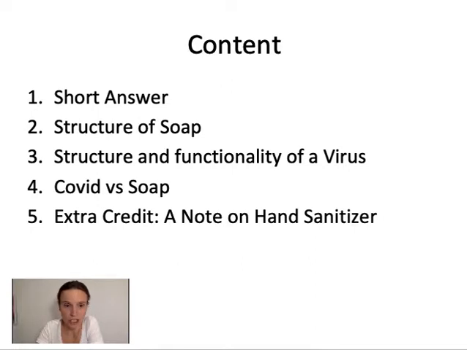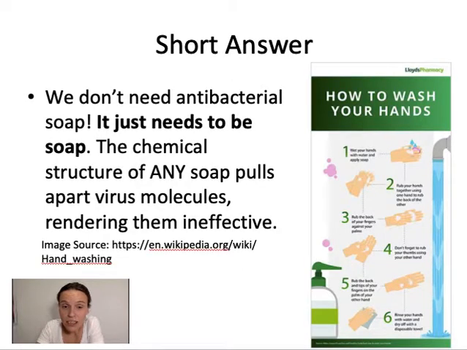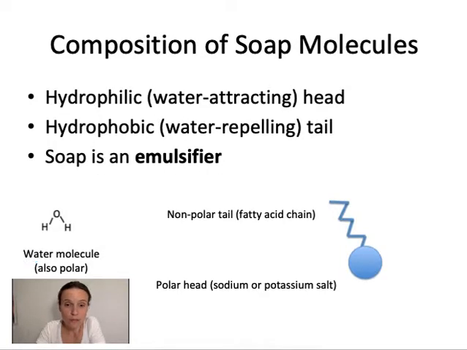So let's get started. The short answer is we don't need antibacterial soap to fight a virus. It just needs to be soap. The chemical structure of any soap is able to pull apart virus molecules and render them ineffective. If you want to know a little bit more about why that is, let's talk about what soap looks like on a molecular level. There's 2 parts to a soap molecule.